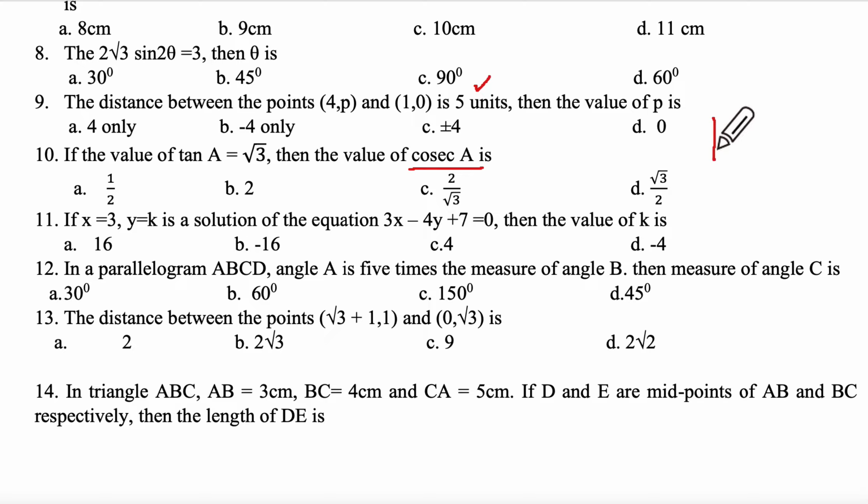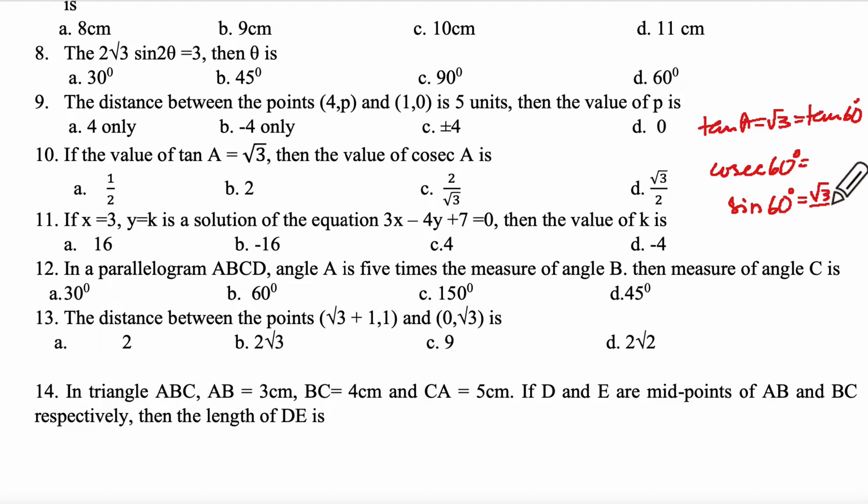How will we do this? Now tan A, rather than doing the triangle, your tan A is root 3, which means it is tan of 60 degrees. You have to know the standard angles, all the relations properly. And then cosec A is cosec 60 degrees, which will be 1 upon sine of 60. Correct or no? What is sine of 60 degrees? It is root 3 upon 2. Remember, sine 30 is half, so sine 60 will be root 3 upon 2. So cosec will be the reciprocal of this, means 2 upon root 3.